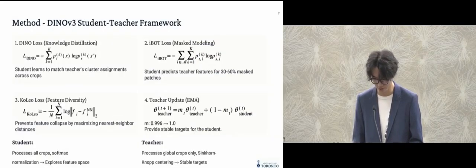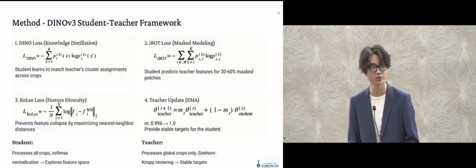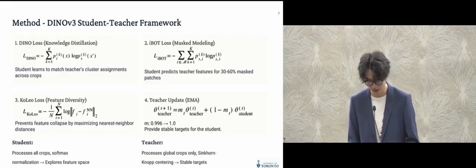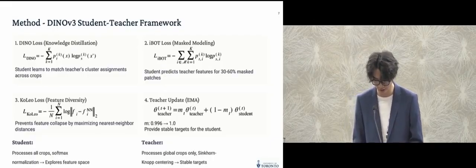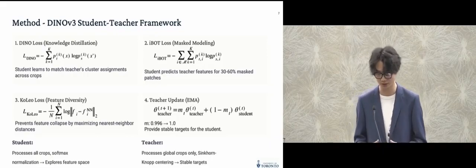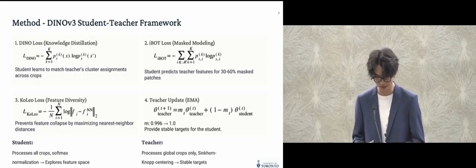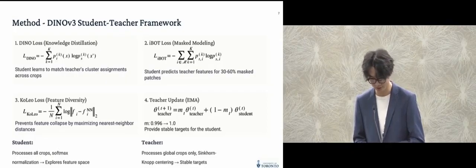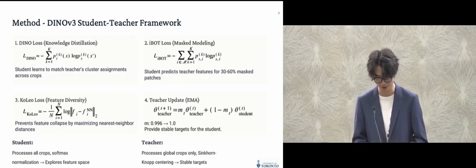Here is the engine driving our model. We utilized the student-teacher network, adapted from DynaV3, that combines 3 specific loss functions. Firstly, the DINO loss for knowledge distillation. Second, the iBOT loss for masked modeling, where the student predicts the features from the masked patches. And third, the KoLeo loss to maximize feature diversity and prevent collapse. The teacher is updated via the exponential moving average, also known as EMA, to provide a stable target for the student.